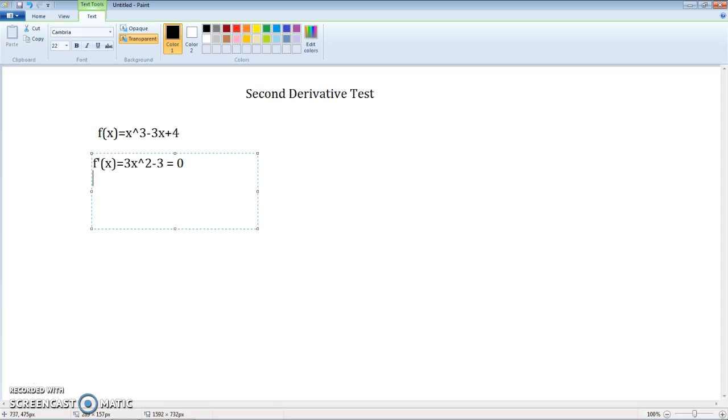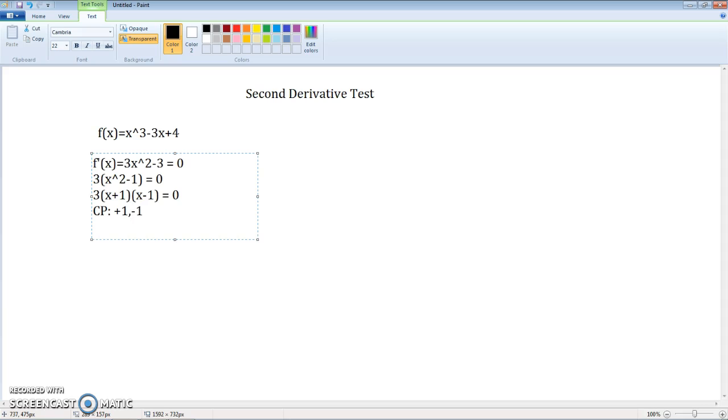And now I could factor out a 3. So it would be 3 times x squared minus 1 is equal to 0. And you could factor it out even further, which is 3 times x plus 1 times x minus 1 is equal to 0. So you learn that the critical points are plus 1 and minus 1.